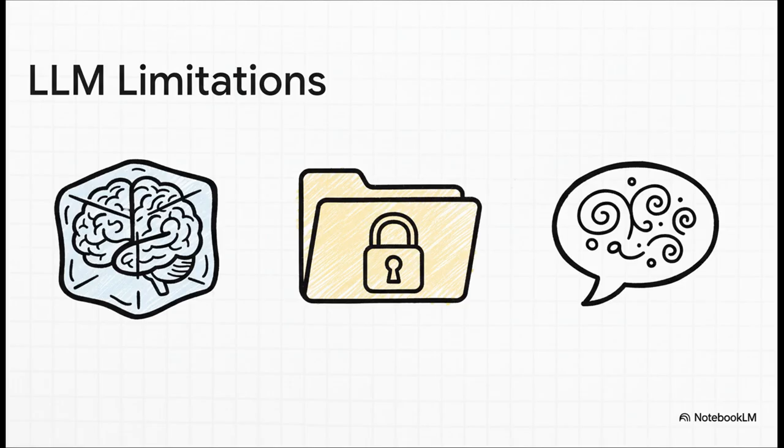First up, their knowledge is basically frozen in time. Think of it like a textbook that was printed a few years ago. It doesn't know anything that happened after its publication date. Second, they have zero access to your private data. They can't see your company's internal wiki or your personal notes. They were only trained on public internet stuff. And third, and this is a big one, they can sometimes, well, they can make things up. It's called hallucination. And they can generate answers that sound totally convincing, but are just plain wrong.